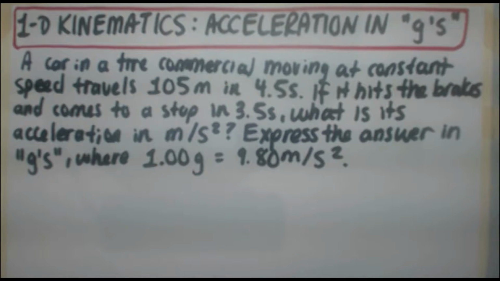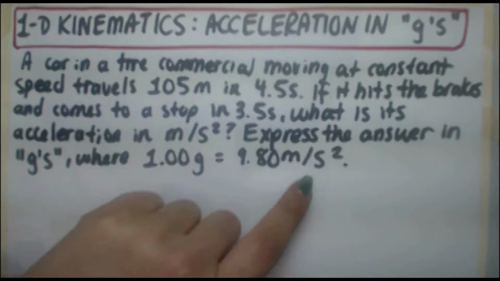Okay, so a car in a tire commercial moving at constant speed travels 105 meters in 4.5 seconds. If it hits the brakes and comes to a stop in 3.5 seconds, what is its acceleration in meters per second squared? Express the answer in g's, where 1 g is equal to 9.8 meters per second squared.